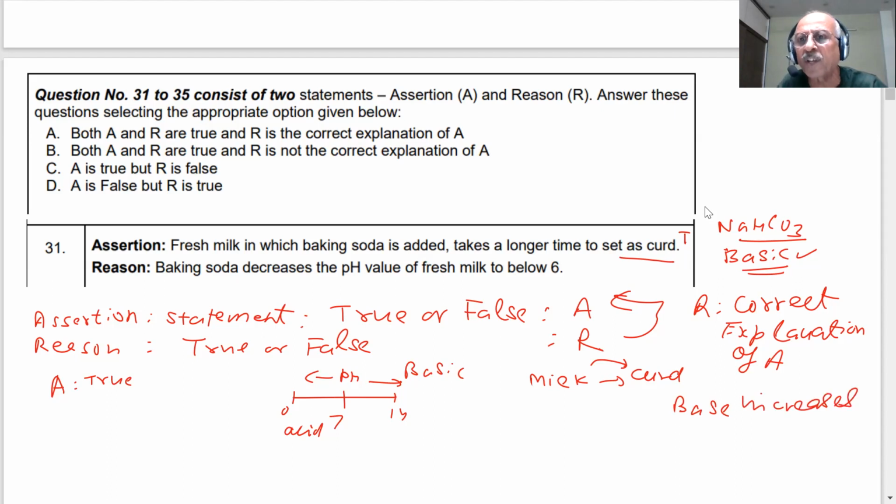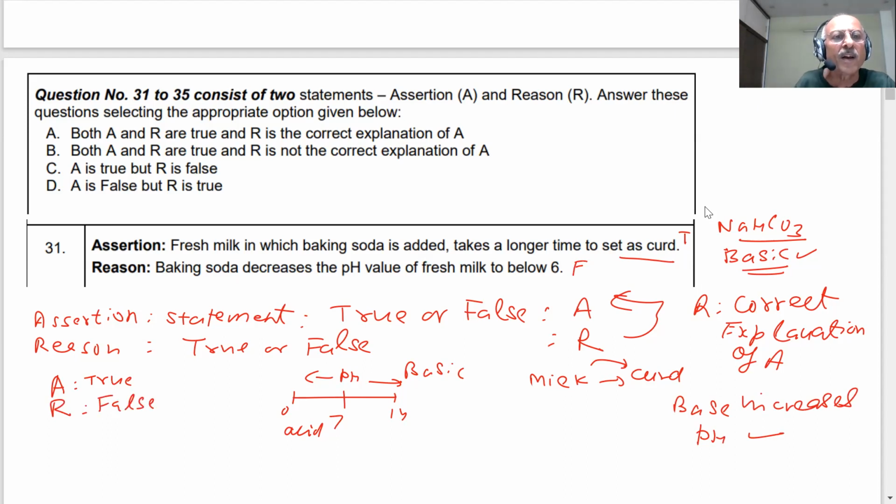NaHCO3, what is that? Baking soda. Baking soda is a base. Base increases pH. Therefore, this statement is false, student. This reason is wrong. Reason is false.